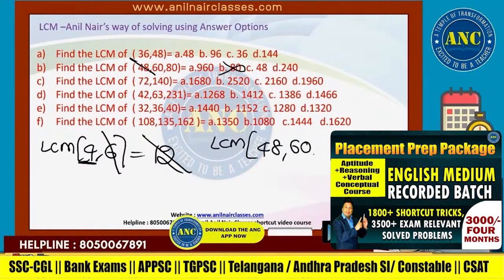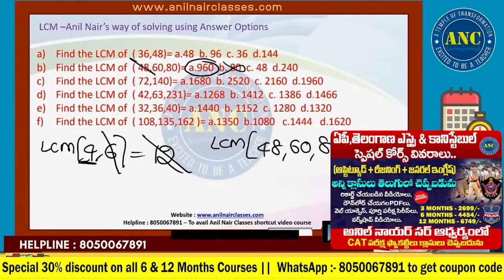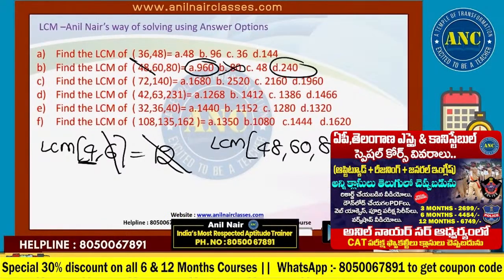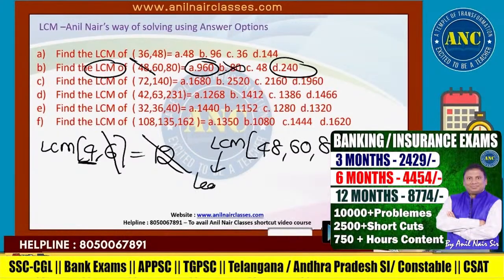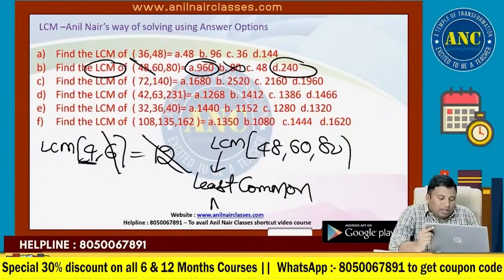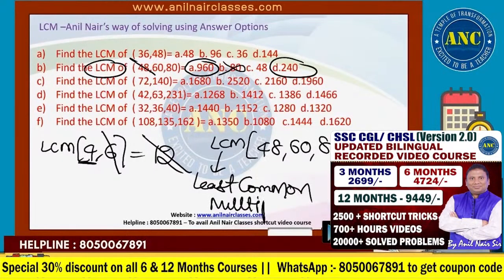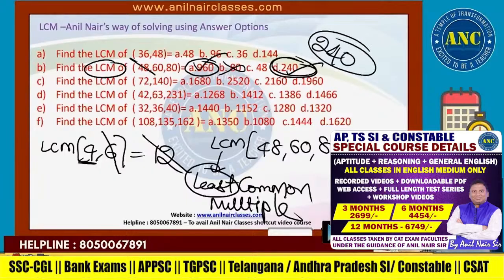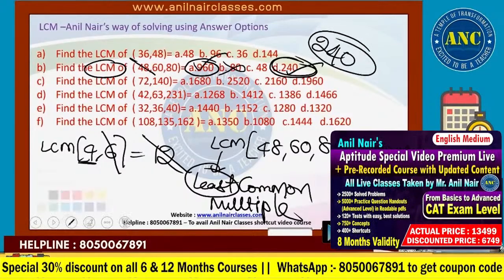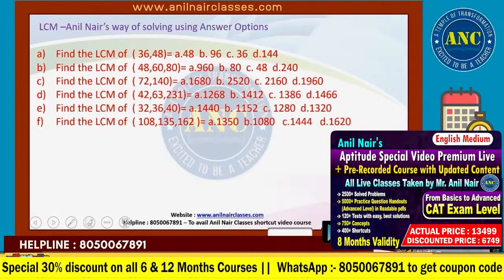48, 60 and 80. 960 will satisfy. 240 will satisfy. LCM is the least common multiple. Smallest number we should take. If both are satisfying, the smallest is 240. Next one. Third one.